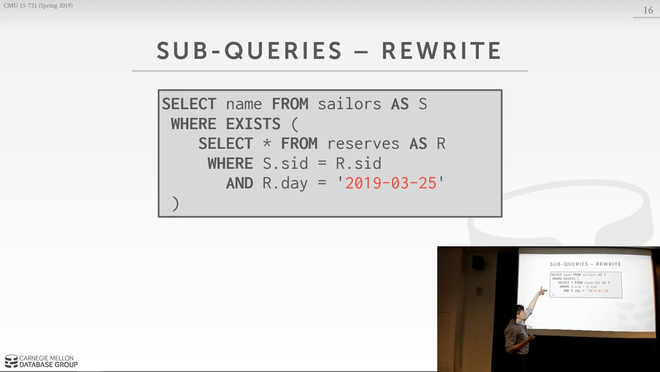So the nested query here says, for every single sailor in the sailor table in our outer query, return true if there exists a reservation for that sailor on this particular day. The only thing we really care about in this inner query is, do we have a match for whatever tuple we're looking at in the outer query? Think of a for loop iterating over every single sailor in the outer table and running this query. Of course, that would be slow.